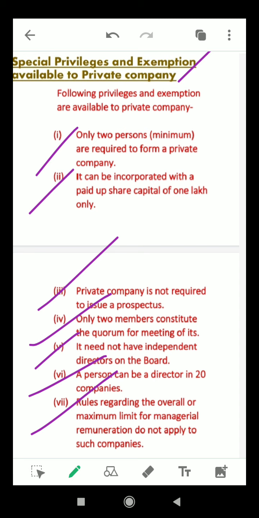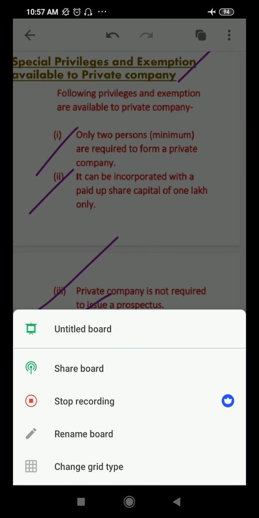Okay, so here we have learned about the privileges and exemptions of companies, then types of companies, then limitations of company, then advantages of company and features of company, and what is a joint stock company. So here we are done with joint stock company. In the next video we will discuss a little more about different topics. Till then, take care. Thank you.